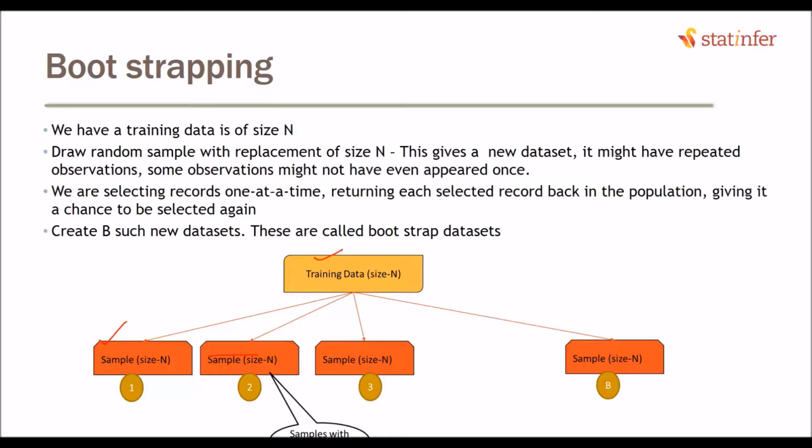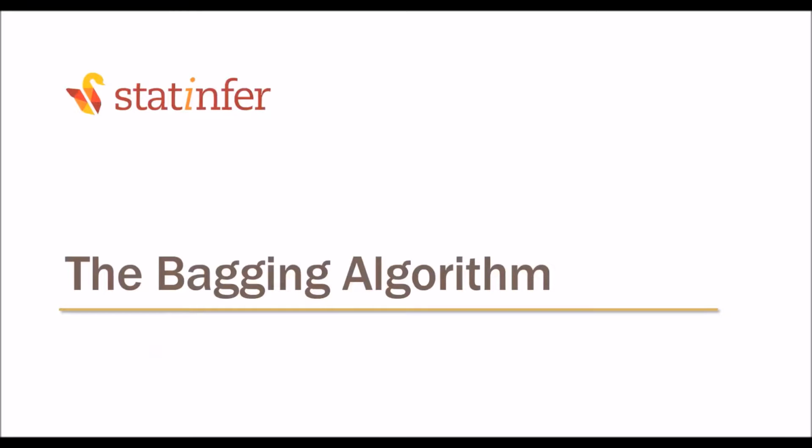So we are selecting records one at a time, returning each of the selected records. We have records 1, 2 and so on up to n. We select a record randomly, note it down and put it back. Again we select. Next time we might select the same one or a different one. We repeat that process n times. That forms a bootstrap sample of size n, that is bootstrap sample 1. So we create b such new data sets, 1, 2, 3 up to b. These are called bootstrap samples. This is the bootstrap part of bagging.